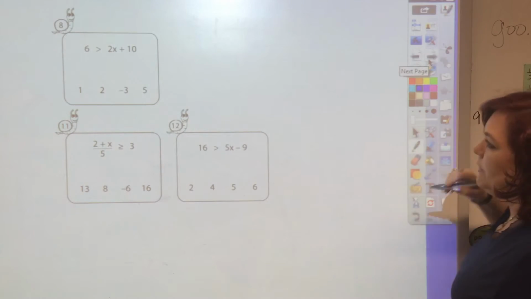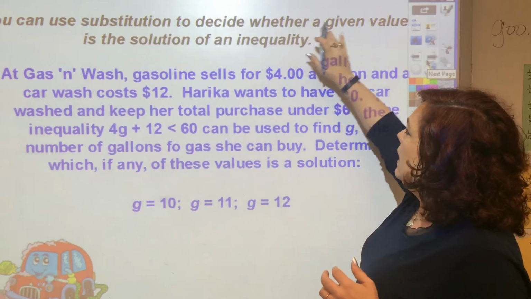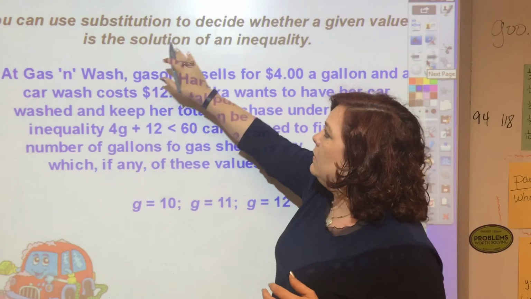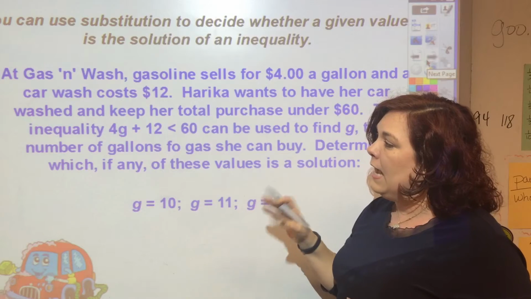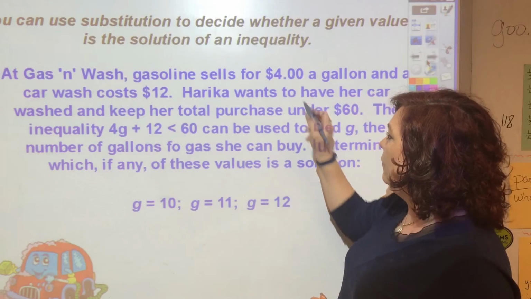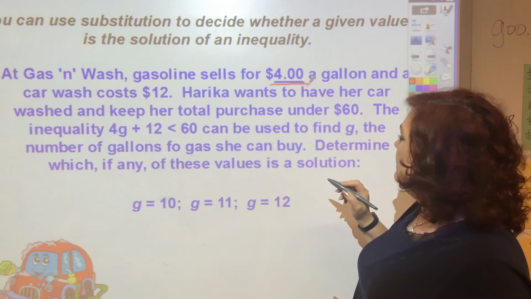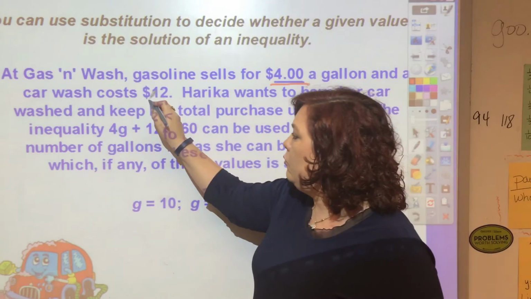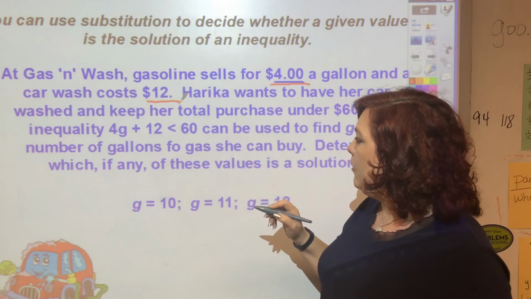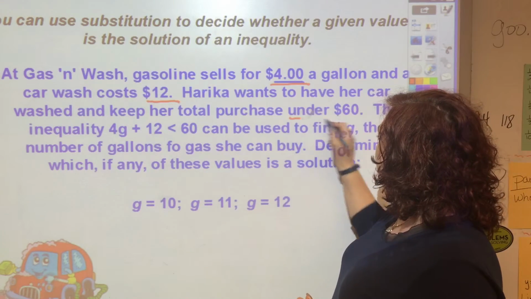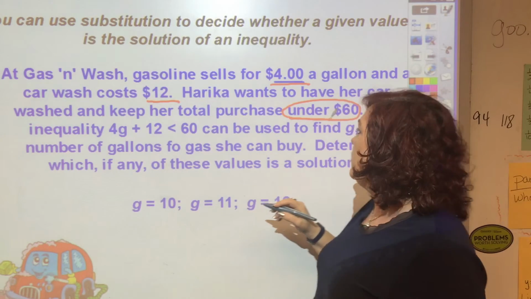You can do this also with a word problem. You can use substitution to decide whether a given value is the solution of an inequality. So this says at Gas and Wash, gasoline sells for $4 a gallon, and a car wash costs $12. Harika wants to have her car washed and keep her total purchase under $60. So it can't be equal to $60.